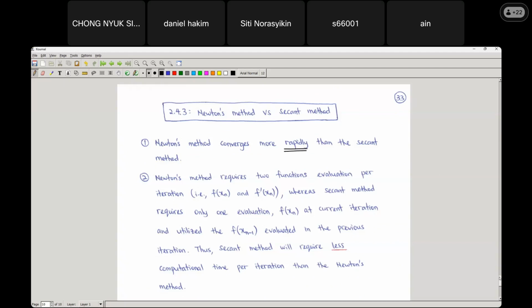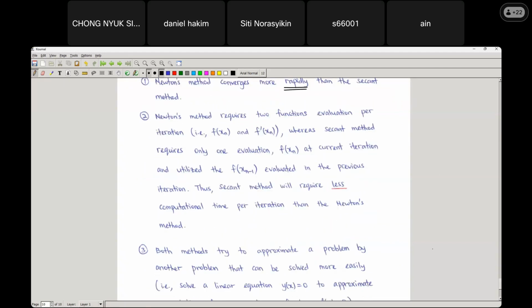So this is a good thing of Newton's method. Next, Newton's method requires 2 function evaluations per iteration. So you need to have the information of f(xn) and f prime(xn). But for the secant method, you only need one evaluation. That is your f(xn) at the current iteration, and you use the information of f(xn) that you have calculated before. Okay, so that means the secant method requires less computation time compared to Newton's method for each iteration.